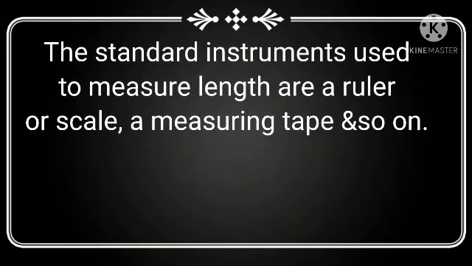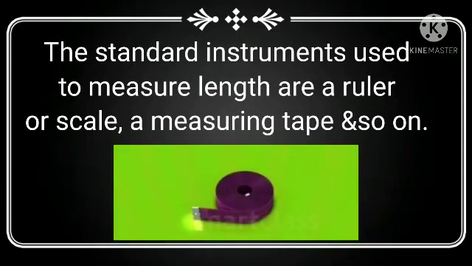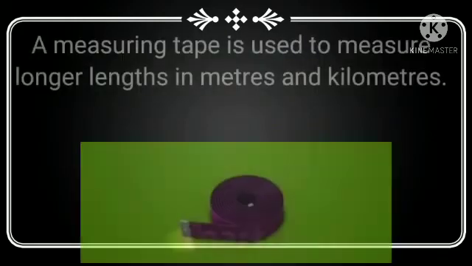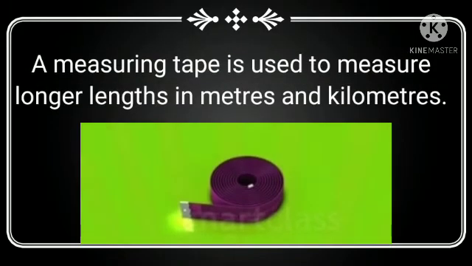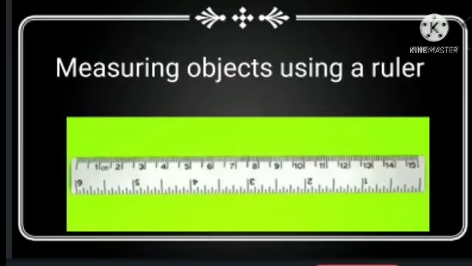The standard instruments used to measure length are a ruler or a scale, a measuring tape, and so on. A ruler is used to measure the length in centimeters and inches. A measuring tape is used to measure longer lengths in meters and kilometers. Now let us measure objects using a ruler. Children, let us understand from the upcoming video.